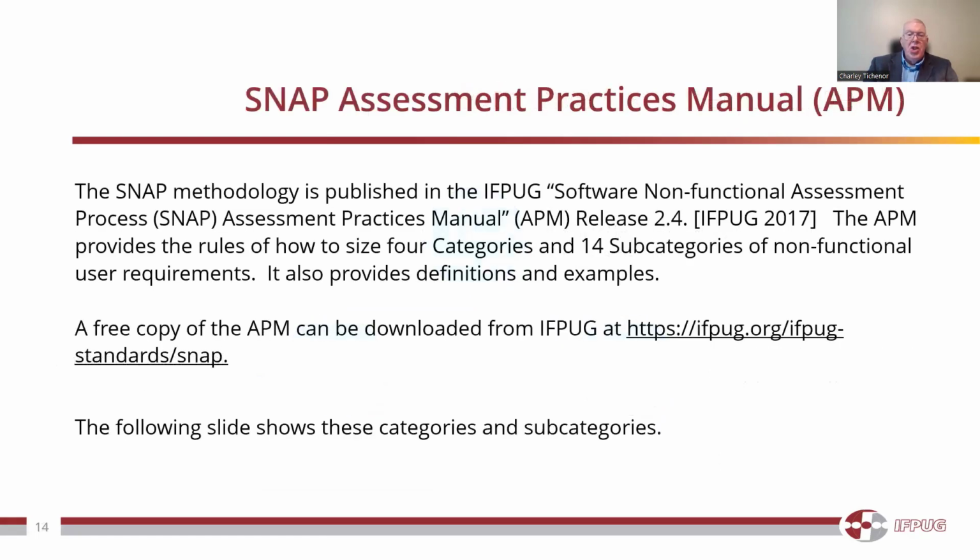The SNAP methodology is published in IFPUG's Software Non-Functional Assessment Process, SNAP Assessment Practices Manual, and it's currently in Release 2.4. This provides the rules for how to size 4 categories and 14 subcategories of non-functional software user requirements. It provides definitions, and it provides over 100 different examples. You can download it for free at this link.